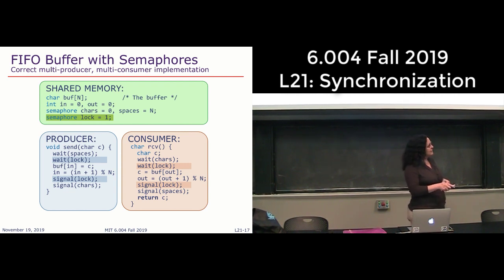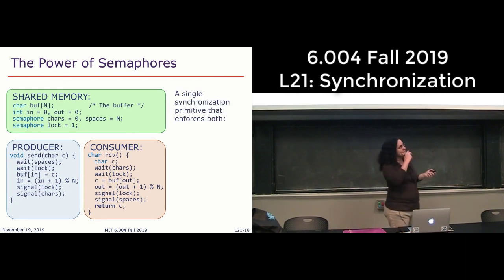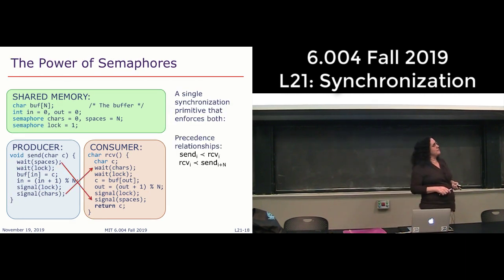And similarly, a single consumer would be able to grab the buffer at location out and take a character out of the buffer. Okay, so we see that semaphores are really very powerful. We're able to express lots of different things with them, right? We've expressed precedence constraints, which are these two arrows here showing that the send had to happen before receive, and that the producer couldn't put too many things into the buffer.